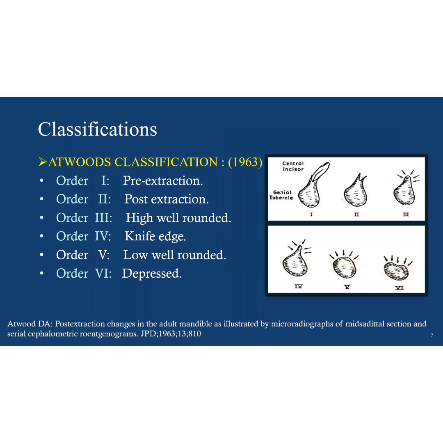Sharp narrowing of the labiolingual diameter of the crest of the ridge is seen. Order 5 is low well-rounded. Progressive labiolingual narrowing is seen, resulting in the low well-rounded ridge. And order 6 is eventual progressive resorption leading to a depressed ridge.